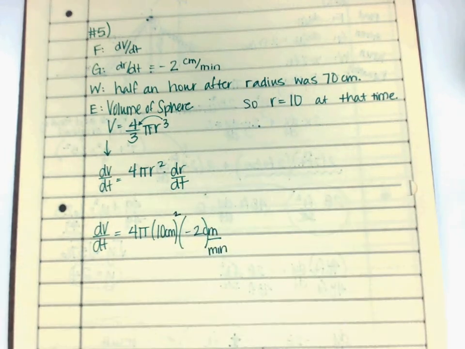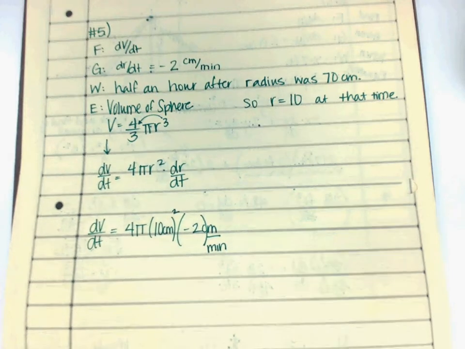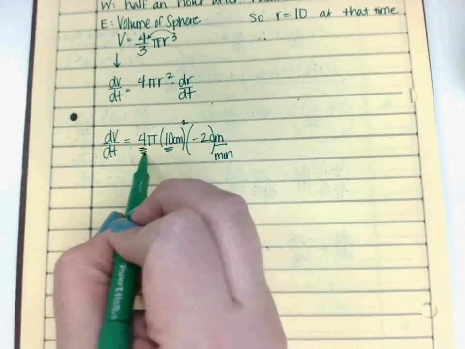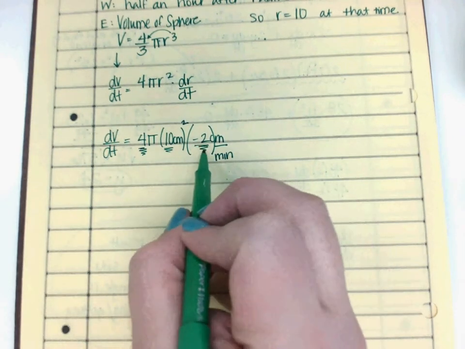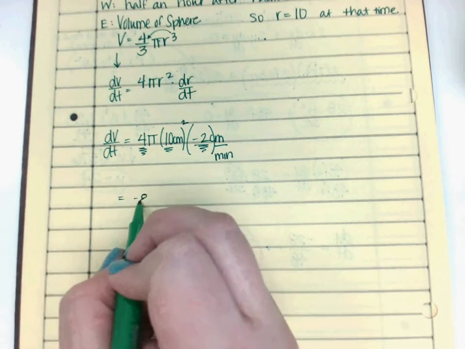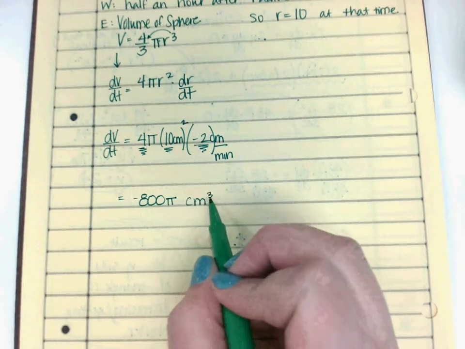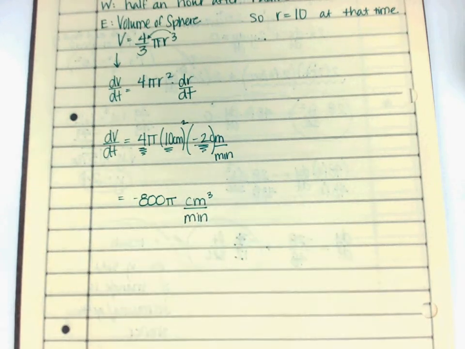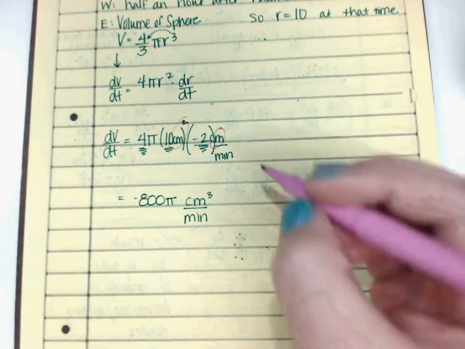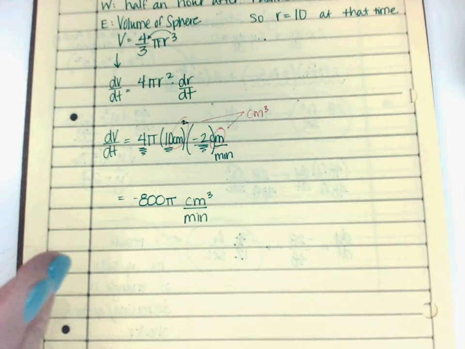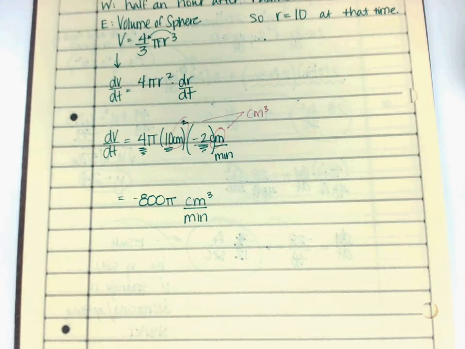Okay, so I have 4 pi r squared times dr/dt. What is 10 squared? 100 times 4? 400 times negative 2? Negative 800 pi. What are my units? Centimeters cubed per minute. Why are they cubed? Volume, and I had a centimeter squared with another centimeter. That's why it's centimeters cubed. Also, you should know in your brain, if you decide not to keep track of it, volume is cubic. So it will be centimeters cubed.